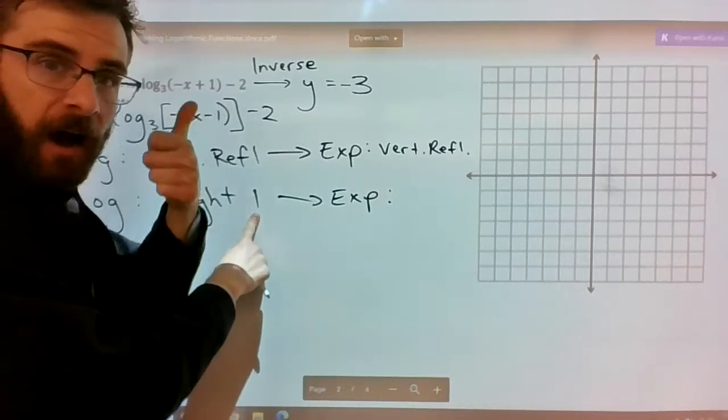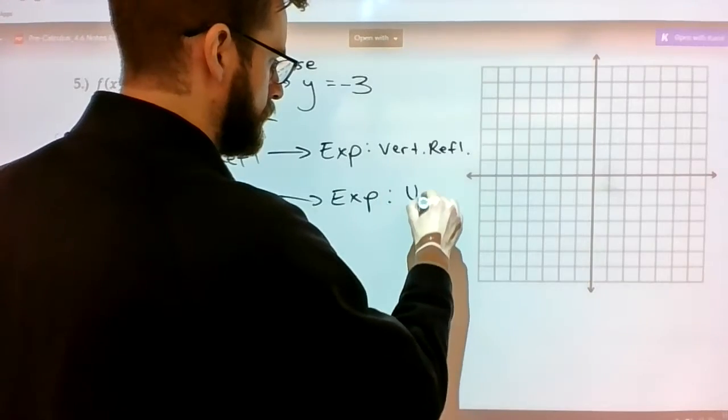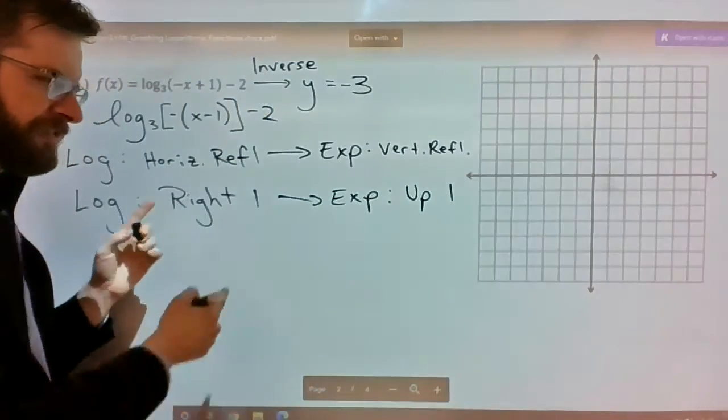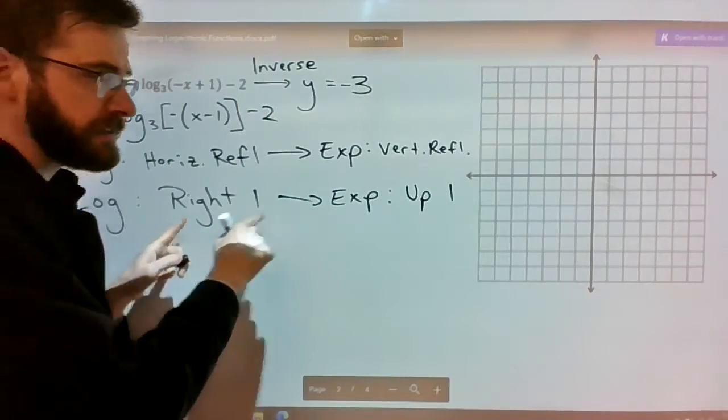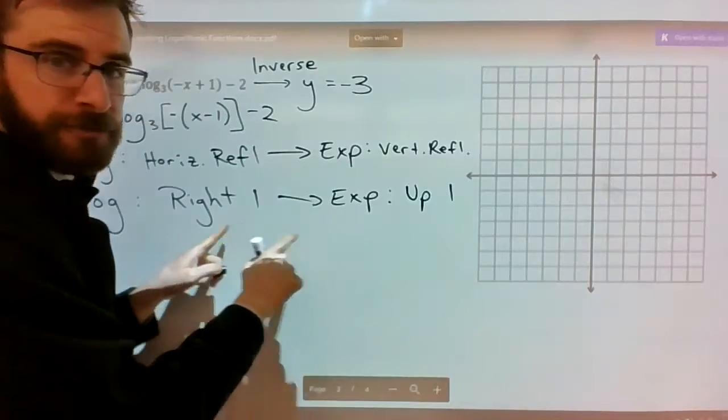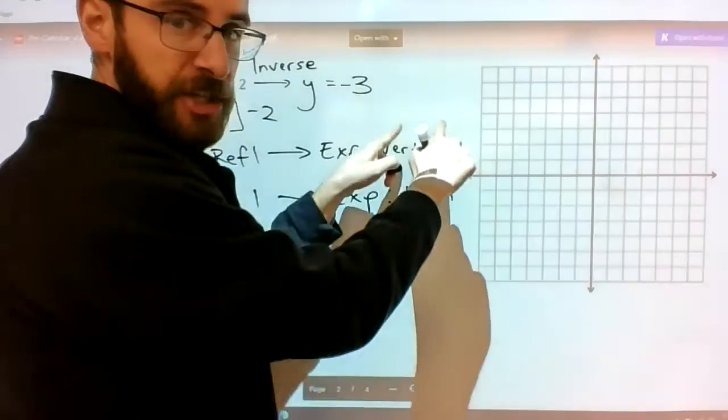Right means up. Think of it in terms of positive. Positive, right. Positive, up. Positive direction, right. Positive direction, up.